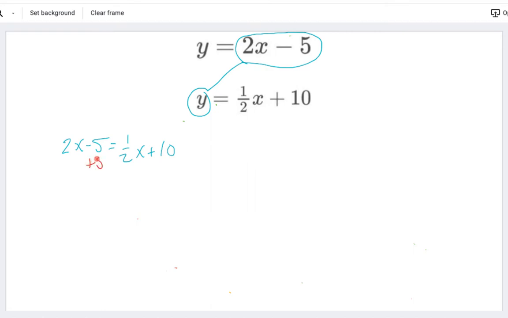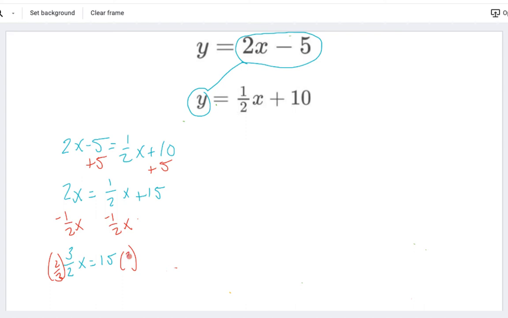To start solving it, we want to add 5 to both sides, because that's the opposite of minus 5. So 2x equals 1/2 x plus 15. Then we want to subtract 1/2 x from both sides. 2 minus 1/2 is just 3/2. I'm going to leave it as a fraction. Since it's 3 over 2 times x, we're going to divide by 3 over 2. When you divide by a fraction, you flip it and multiply. So x is 10.